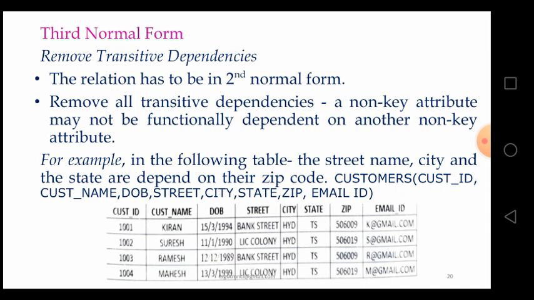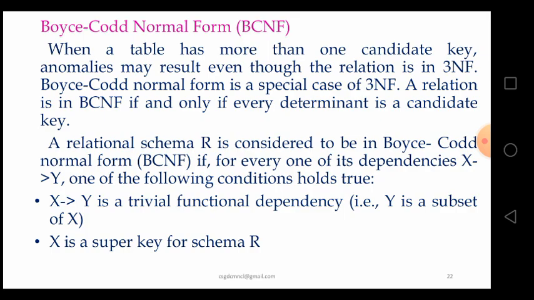Next we discuss Boyce-Codd normal form. When a table has more than one candidate key, anomalies may result even though the relation is in third normal form. Boyce-Codd normal form is a special case of third normal form.